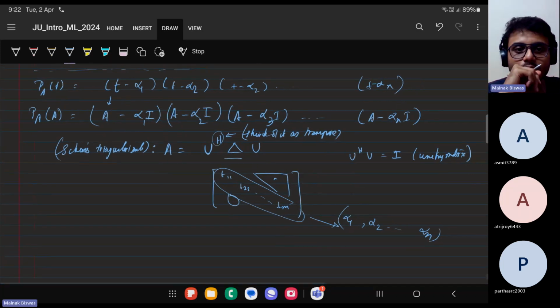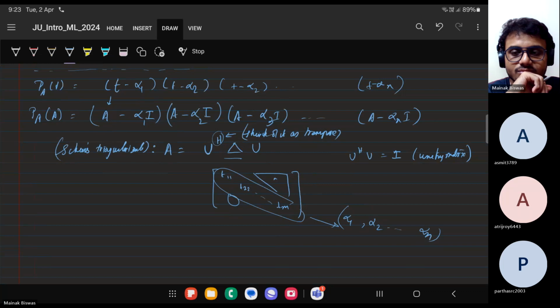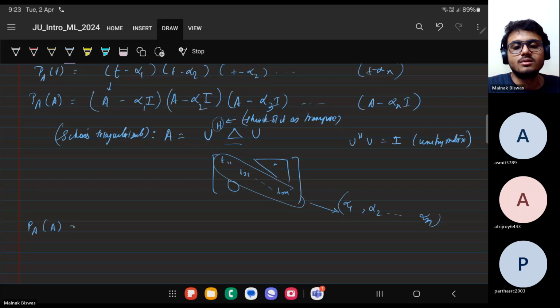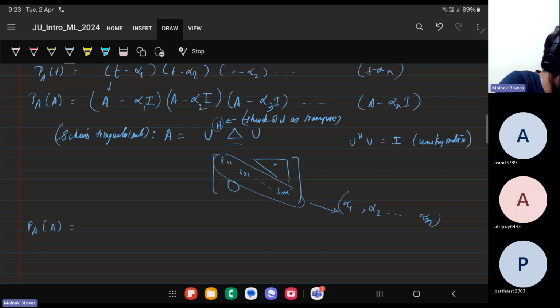Can you help me how to do this? If A can be written as U Hermitian, a triangular matrix, into U, how can I write PA of A as? Hello, am I audible? U Hermitian, a triangular matrix, and a U.